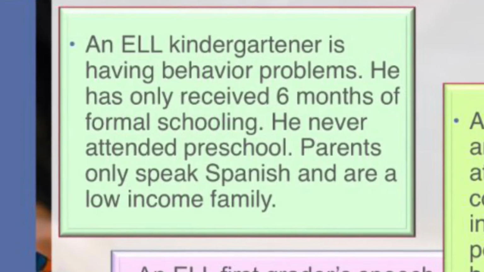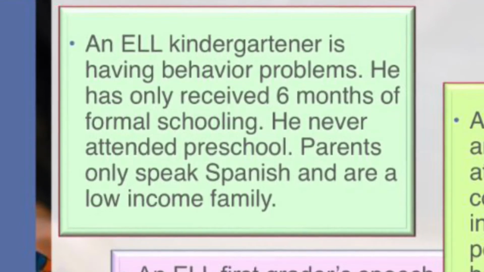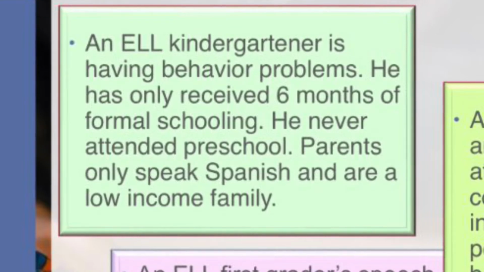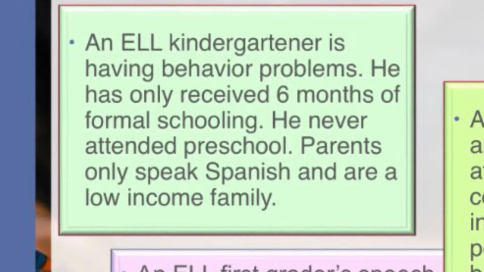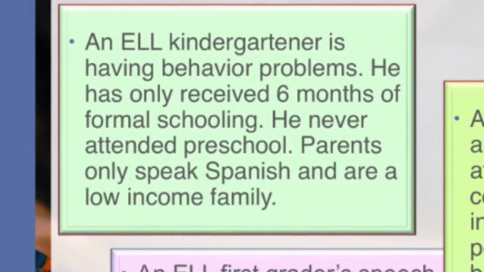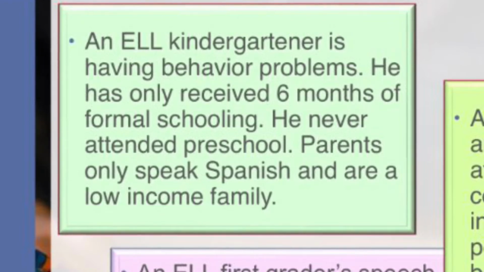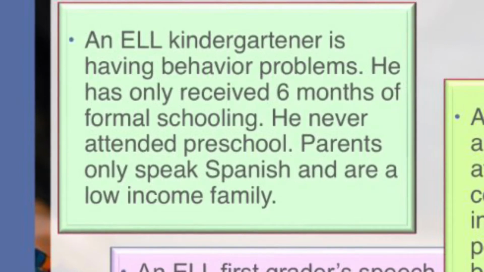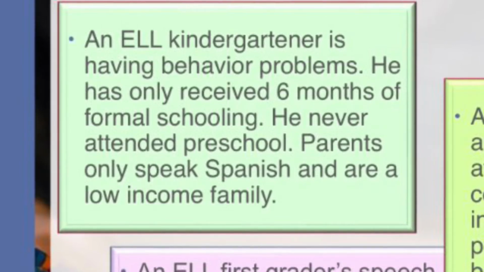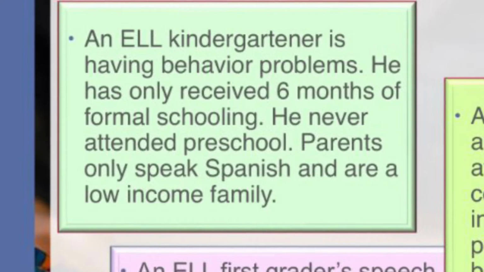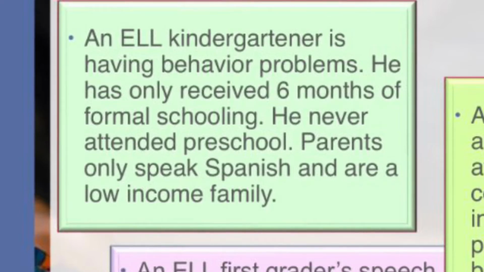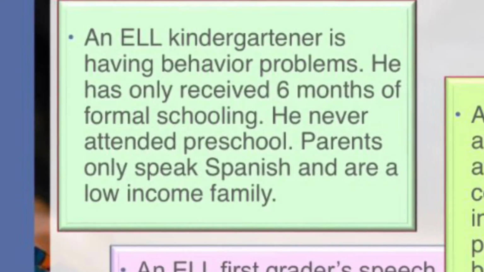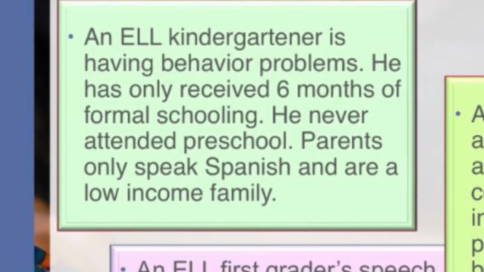Maybe during independent reading time, the child could be placed at a computer with headphones and listen to phonics lessons in Spanish. Now, my question here is, why are we considering special education before retention? If he never had preschool and he's so far behind at this point, consider retention. But also, if the parents only speak Spanish, let's help bridge the 2 languages even more by sending assignments in Spanish for the family to do together.